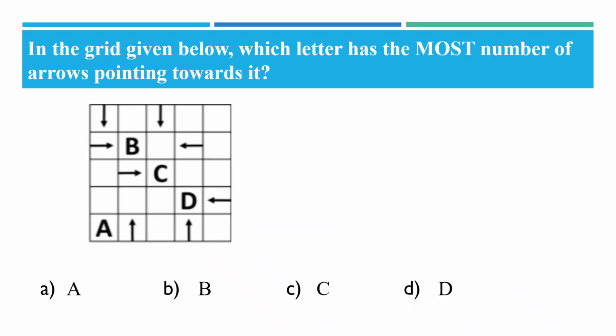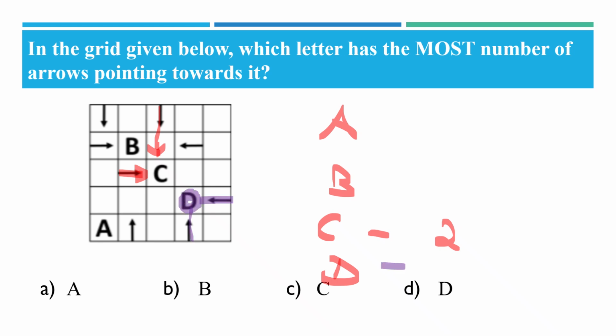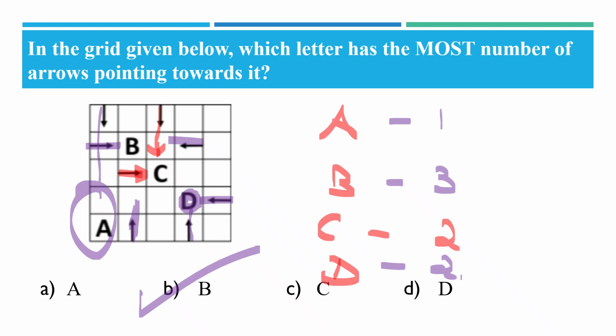In the grid given below, which letter has the most number of arrows pointing towards it? Okay, so C, if I choose C, only one arrow is pointing. No, there are two arrows. Yes, two arrows. Let us mark A, B, C, D. C has two arrows. Great. Then let me change the color of the pen. D has one, two arrows. D has two. Then B, it's one, two, and from here it's one. So in total, there are three arrows, and A has only one. That is the least. Then I go with option B.